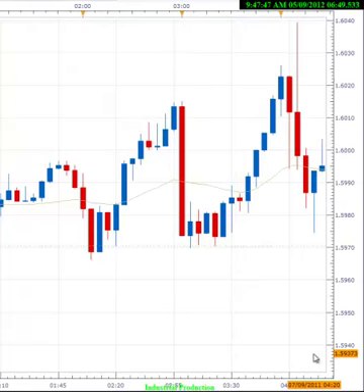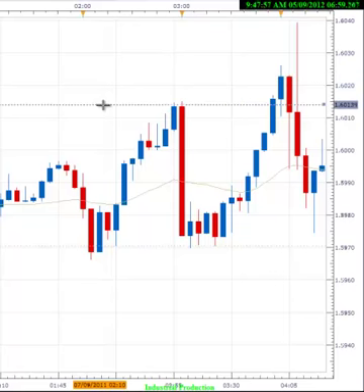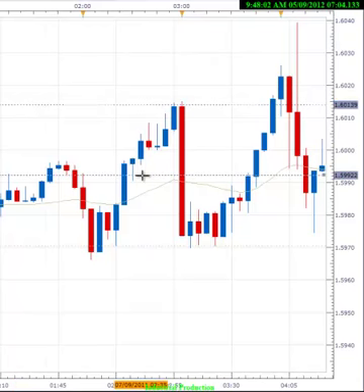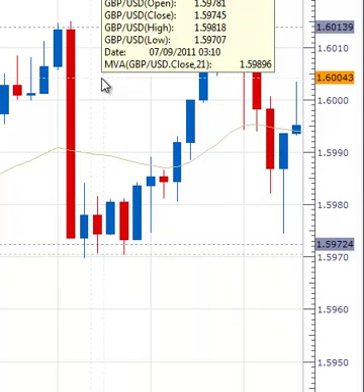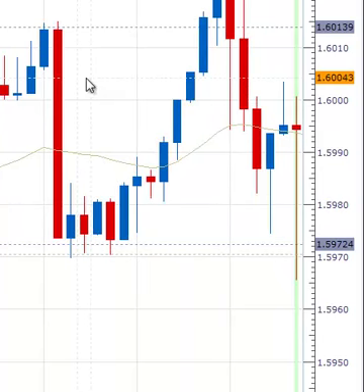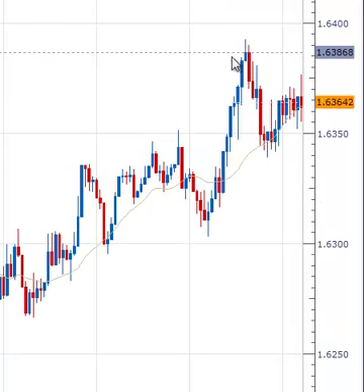Let's take another example. We have resistance right here. So we have a resistance here, we have a support here, and let's wait for a news candle to develop. The news candle is an indecision candle, so there'll be no trade right there.